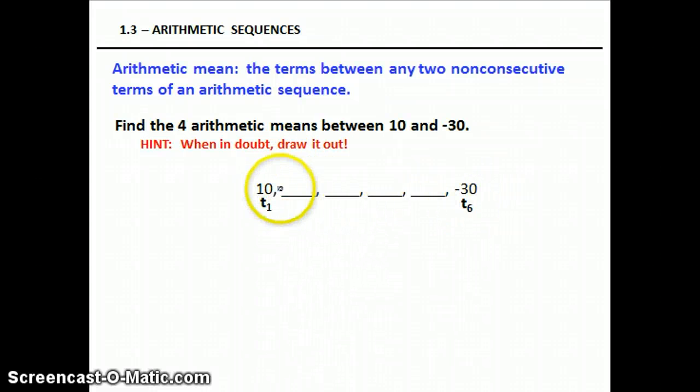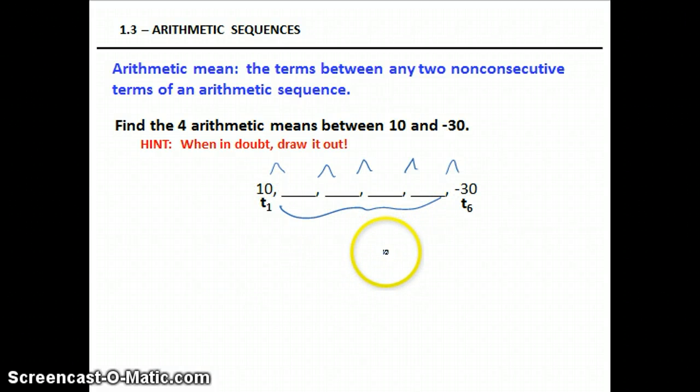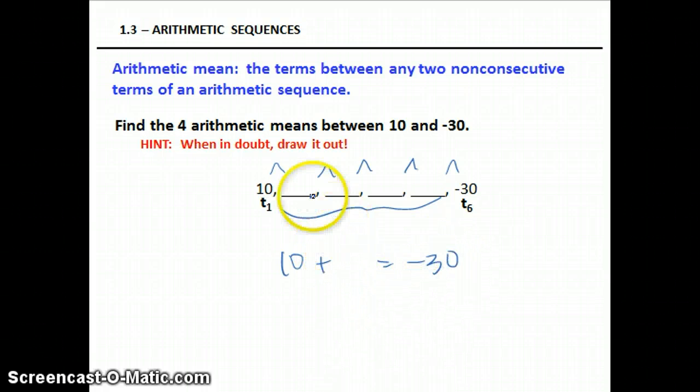I need to know what the common difference is because I need to know what I'm going to add or subtract to each one. Well, how many common differences are there? There's one from here to here, and one from here to here, from here to here, here to here, and here to here. So I've added it 1, 2, 3, 4, 5 times. You will notice that there are 4 arithmetic means in between these two numbers, and there are 5 common differences. So from 10 to get to negative 30, I have to add 5 common differences.